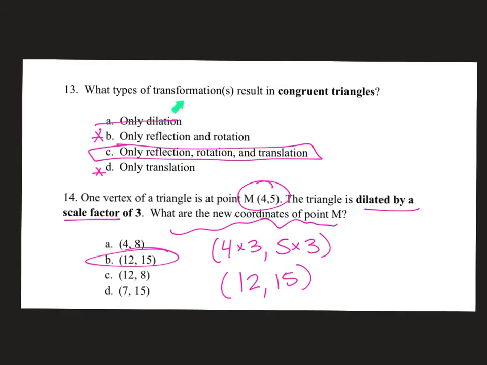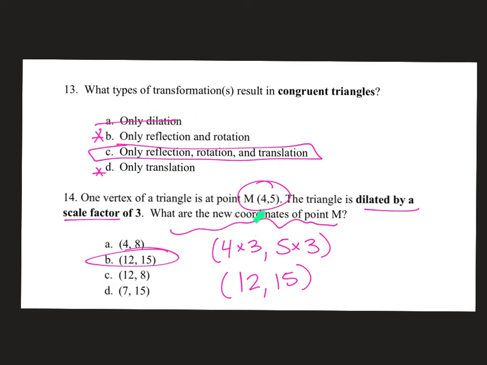All right, number 13 says, what types of transformations result in congruent triangles or any shape, and that matters. First off, we definitely know that dilations are not going to be included in this because they change the shape of it. They make it bigger or smaller. B and D use the word only, and B only includes reflections and rotations, so it's missing translations. And D is missing reflection and rotation. C is the only option because it has all 3 of the ones that we need. All 3 of those will produce congruent shapes.